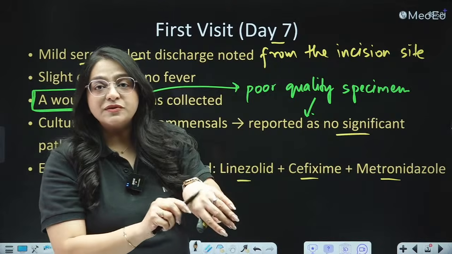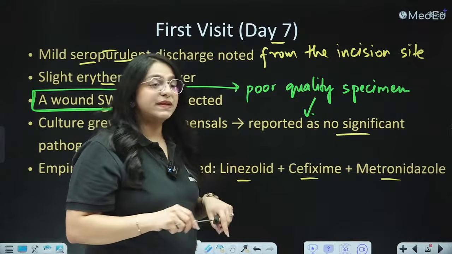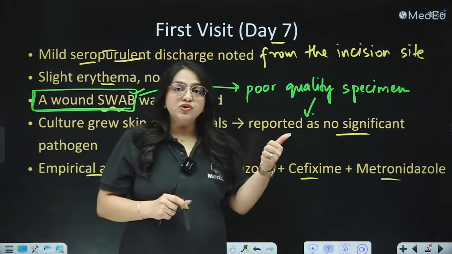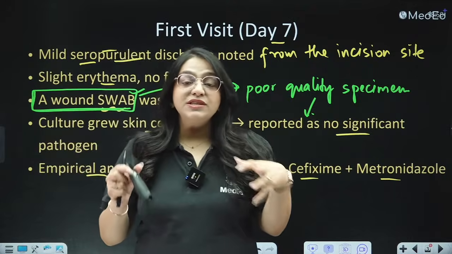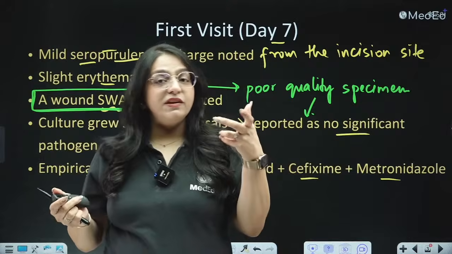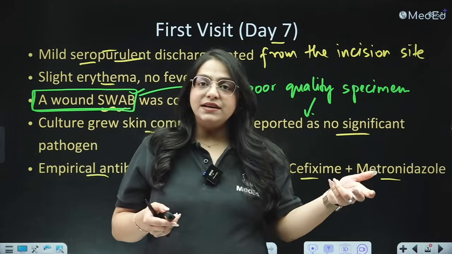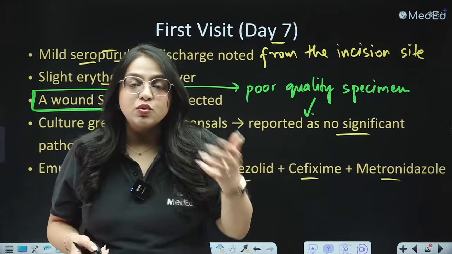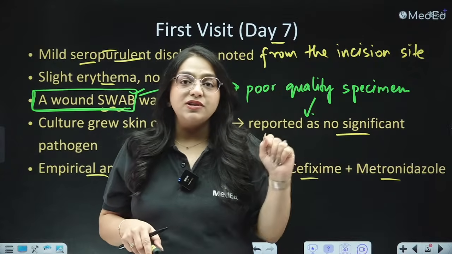Simply from the superficial layers, the wound swab was collected, and a swab is a very poor quality specimen because it dries out, right? By the time it reaches the lab, it dries out, because we know that pathogens really need moisture. We have learned this in general microbiology. They cannot survive in dehydrated conditions. So the swabs tend to dry up very fast. So even if there is some pathogen, it will die and then it will not grow in culture.